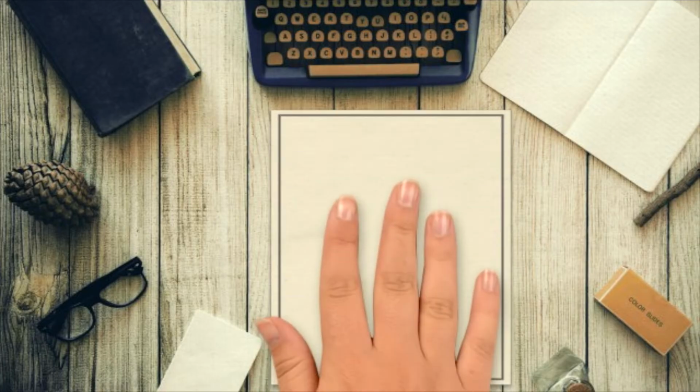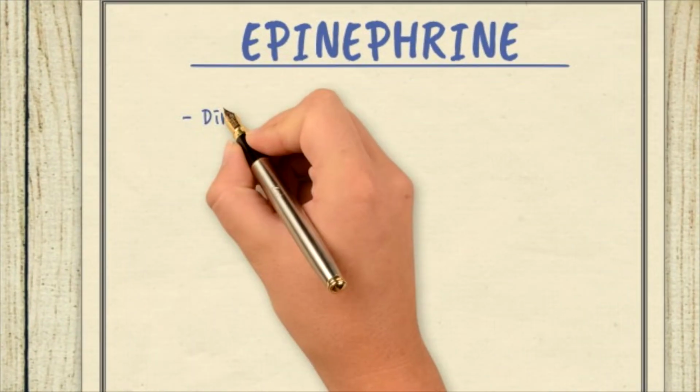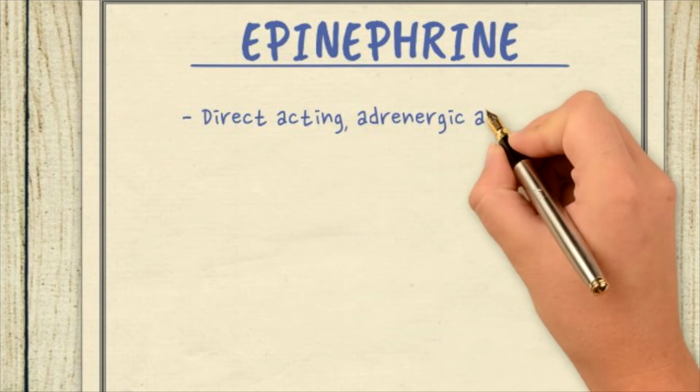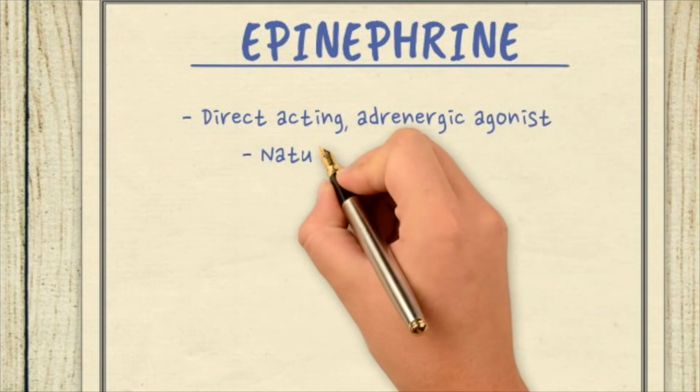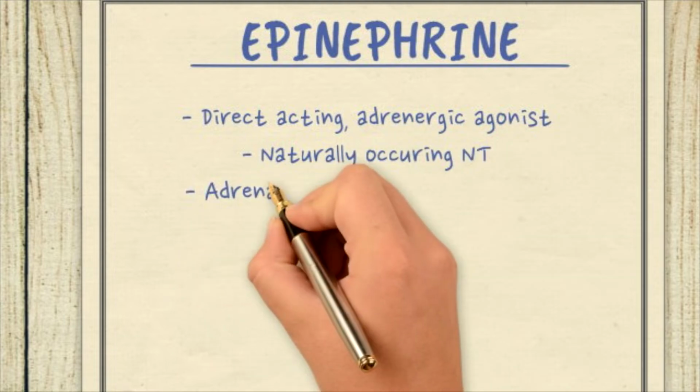In this video, we are going to talk about epinephrine. So let's get started. So, what is epinephrine? Epinephrine is a direct acting adrenergic agonist. It binds directly to the adrenergic receptors on the affected organs without interacting with the presynaptic neuron.